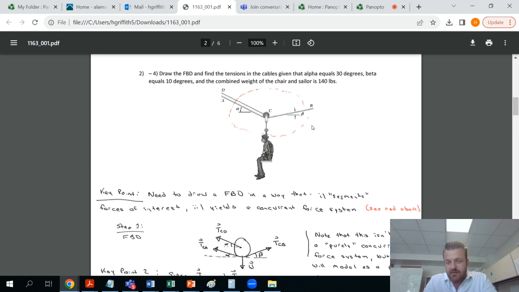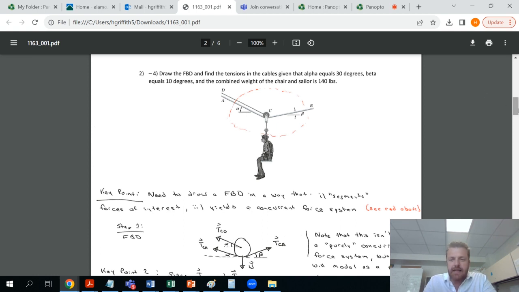So when we make this segmentation here, since we've removed this individual and the pulley from that rope, we have to replace the effect of the rope by noting that it is pulling up and to the right along this angle beta. In a similar fashion, we'll add tensions for each of the effects of the cables that we've segmented.